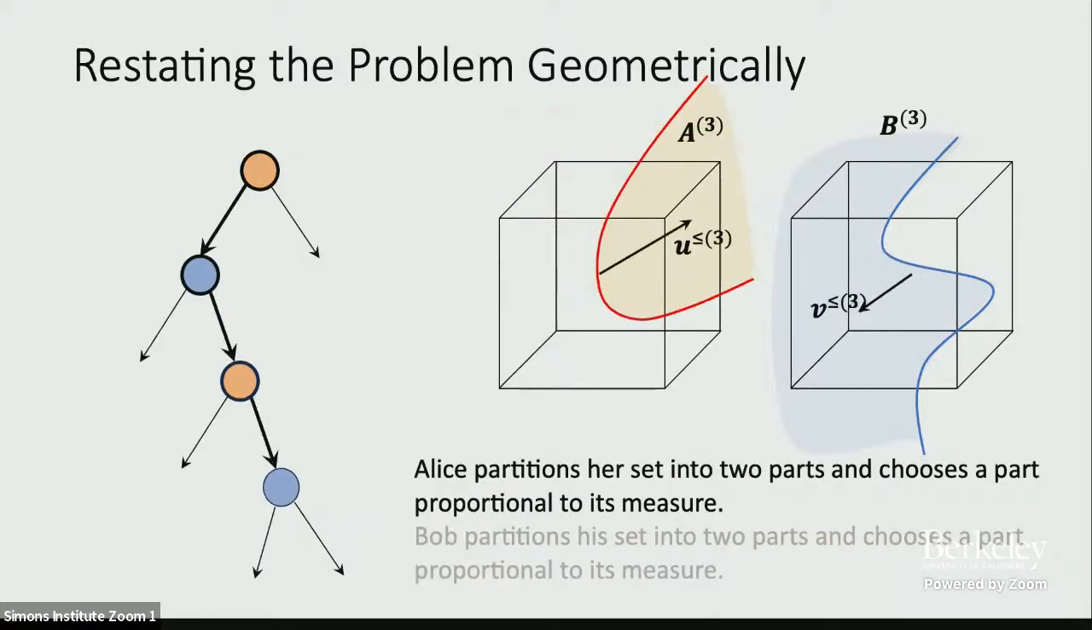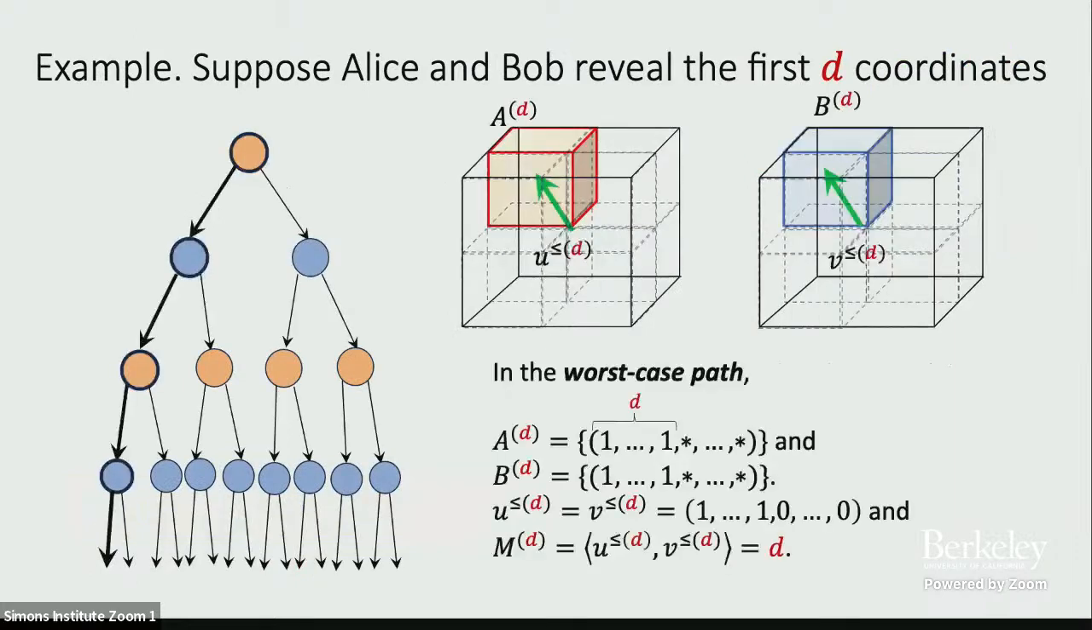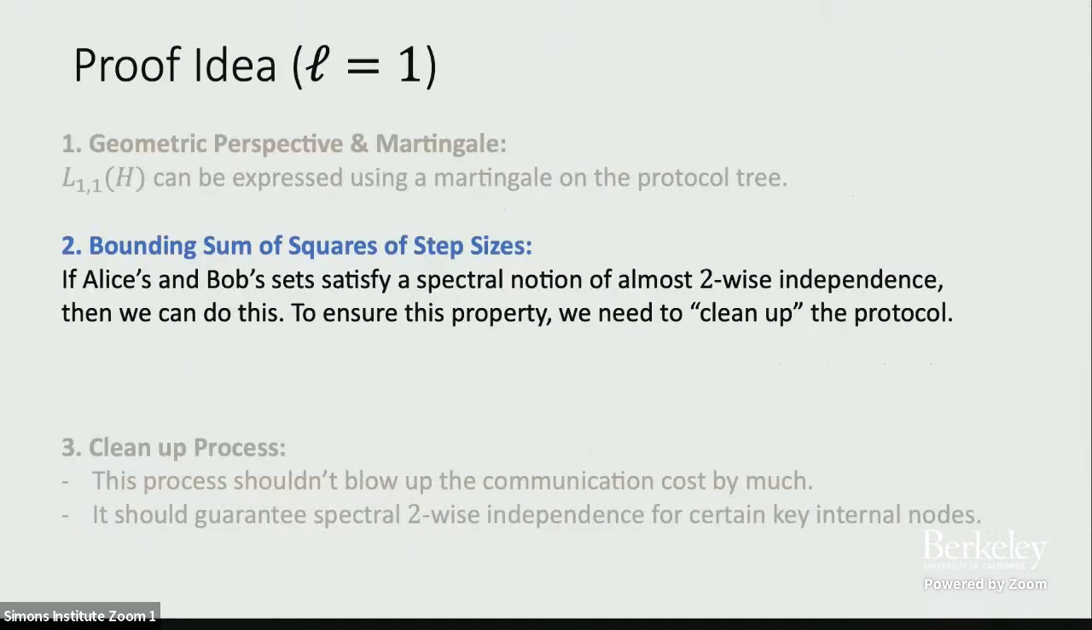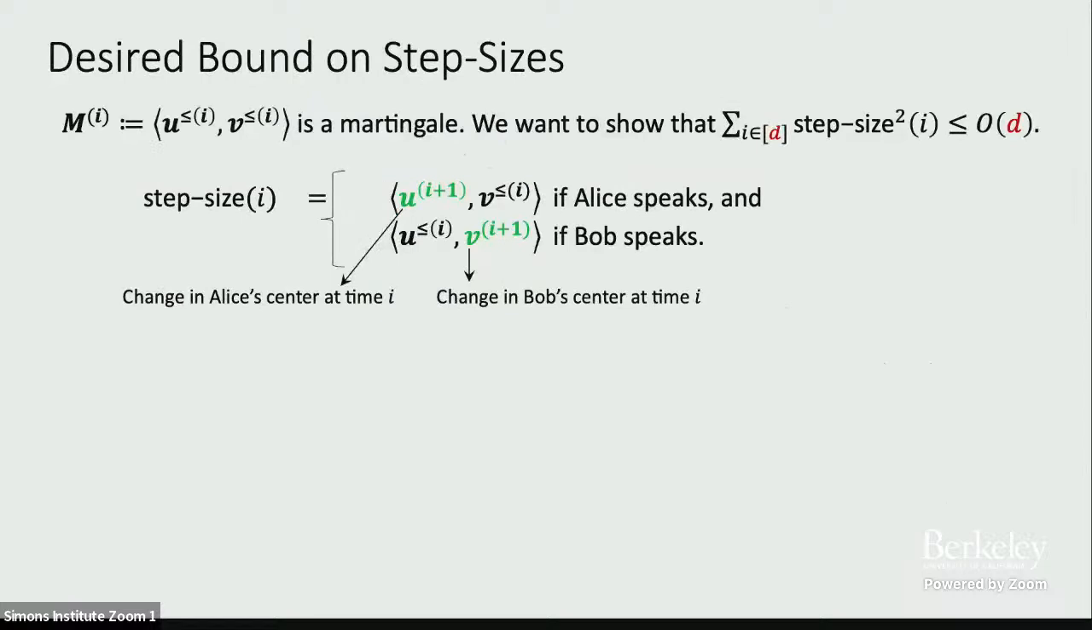So, okay, now let me move on to step 2, which is how do we bound the sum of squares of step sizes? This turns out to be a hard problem, and we need to make some assumptions on the protocol. Namely, we are going to define some spectral notion of two-wise independence and show that under this assumption, you can bound the sum of squares of step sizes. So let's see what this is.